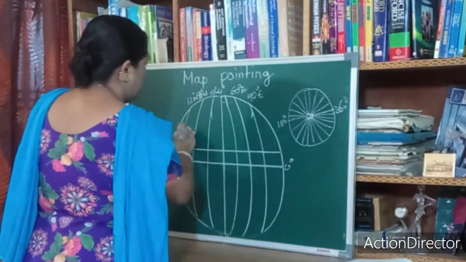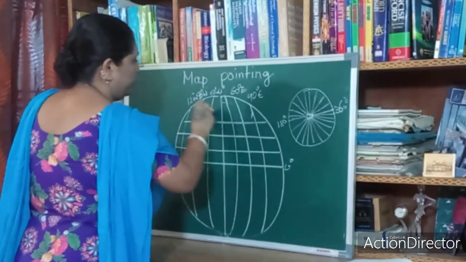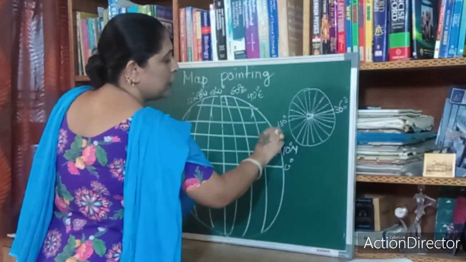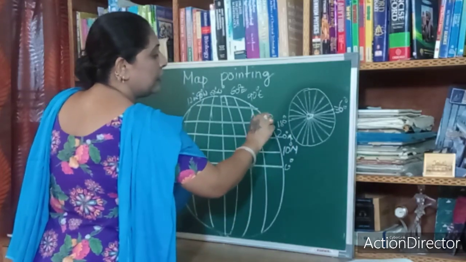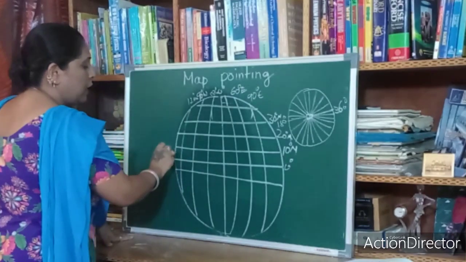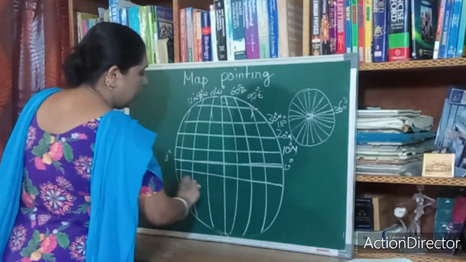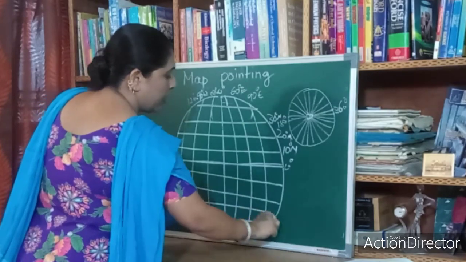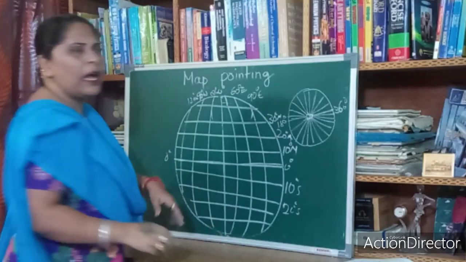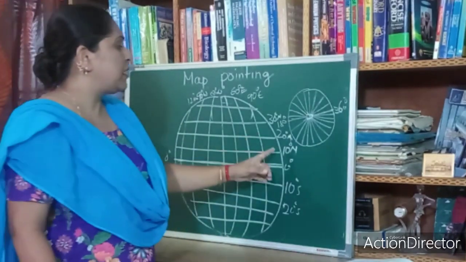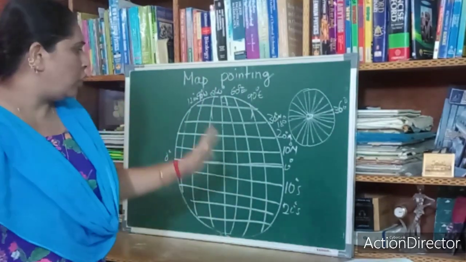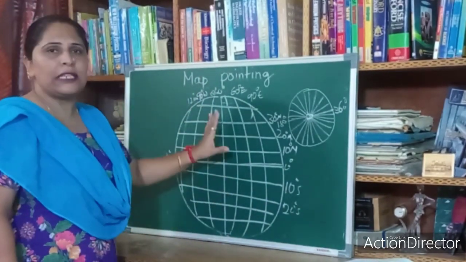Suppose this is 10 degrees north, this is 20 degrees north, this is 30 degrees north, and so on. And if we come down of this equator, it is also the same. It is 10 degrees south, 20 degrees south. In higher classes when you learn, you have to represent this in plus and this in minus. That is for your 8th, 9th classes. For the 4th grade, you just remember that this is like this.